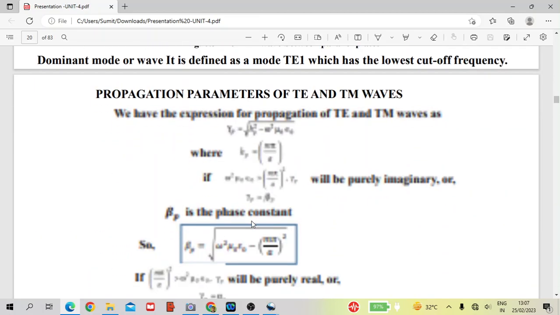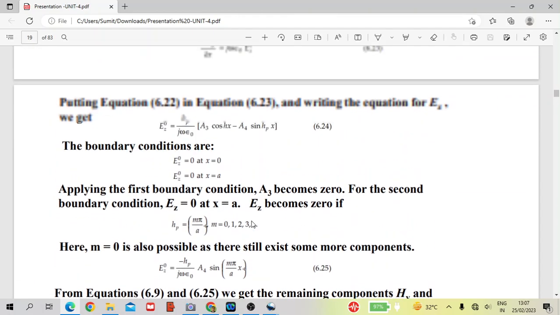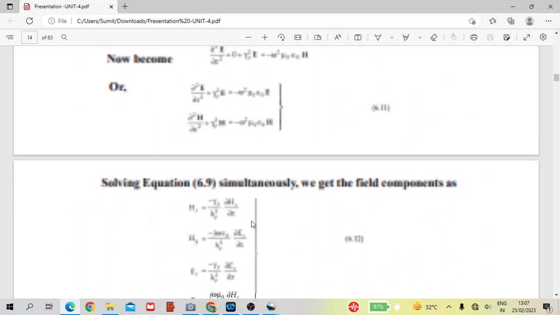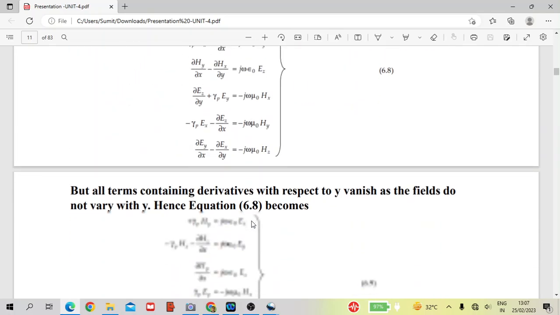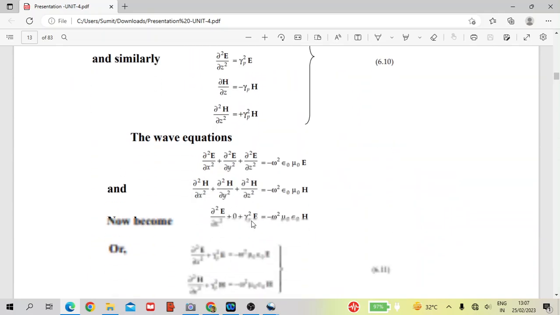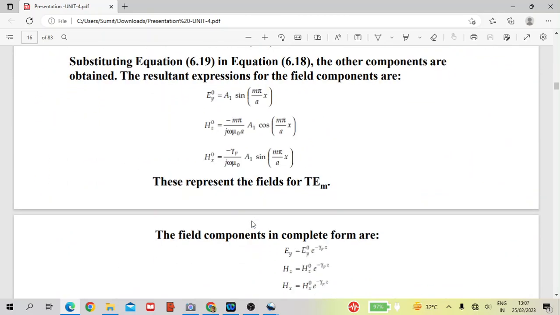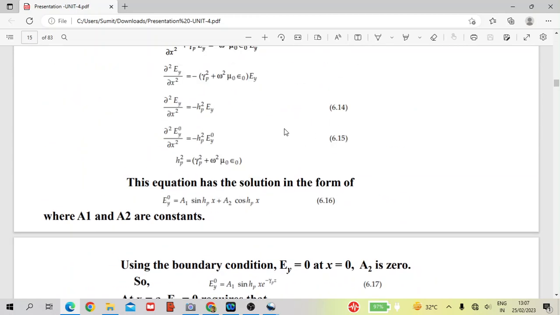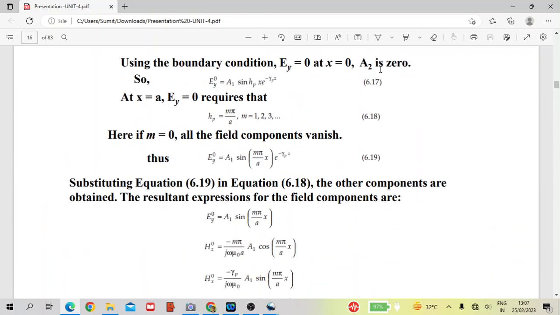So we see those boundary conditions here. Ey is 0 at x equals 0, so you can put that in the equation. If you make Ey 0 at x equals 0, then naturally a2 comes out to be 0 from the equation. If you make a2 0, only the first part will survive.